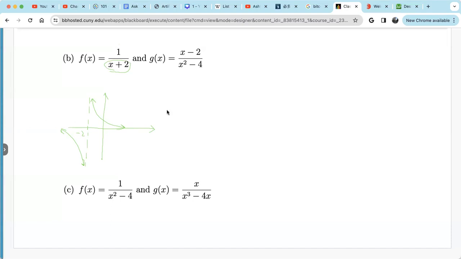For the second one, let me change my color to blue. Let's draw the second one. When I draw it, it is very similar to the first one, but with an open circle. Why? Because this one can be simplified. The denominator is a difference of two squares. It can be factored as x minus 2 times x plus 2.